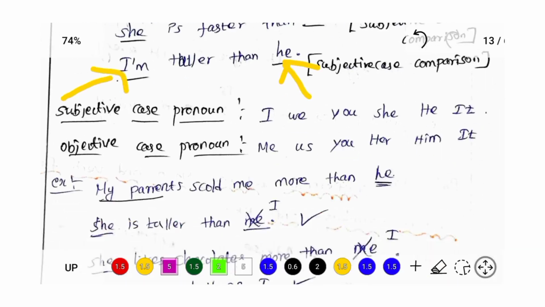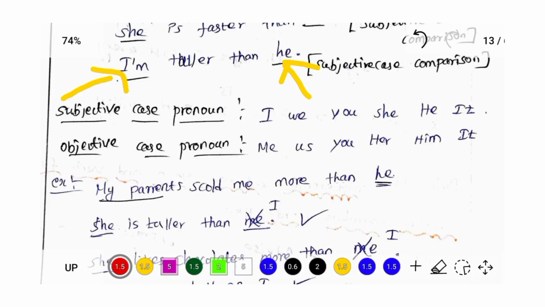To understand what is subjective case and what is objective case, we use some pronouns in the place of the subject. These are all called subjective case pronouns. In the place of the object, we use some other pronouns. These are known as objective case pronouns.